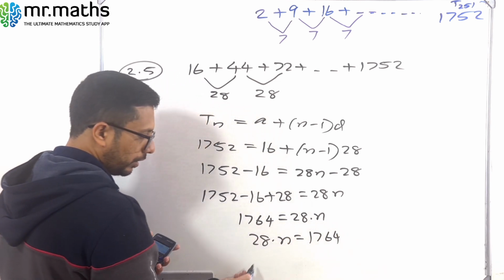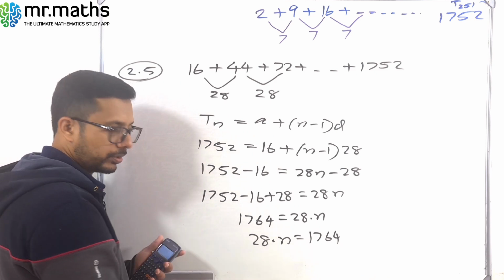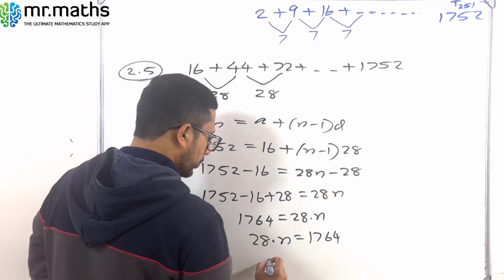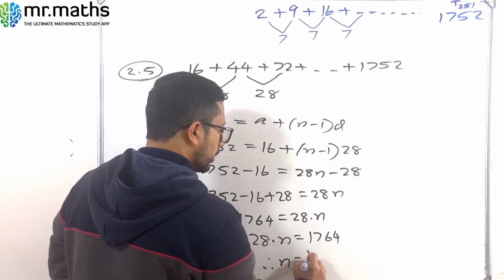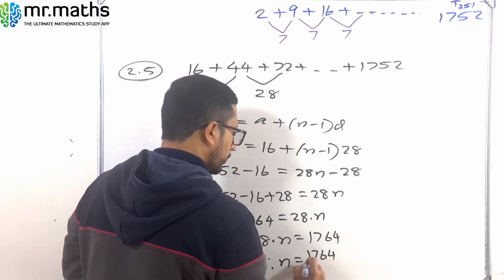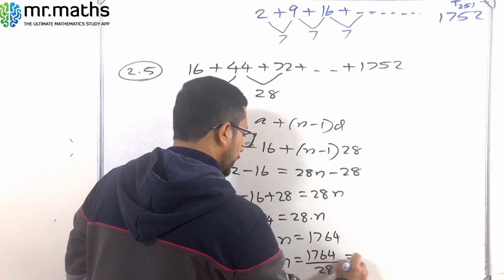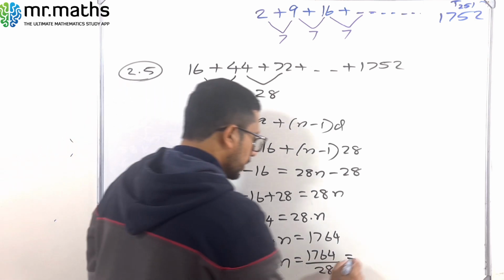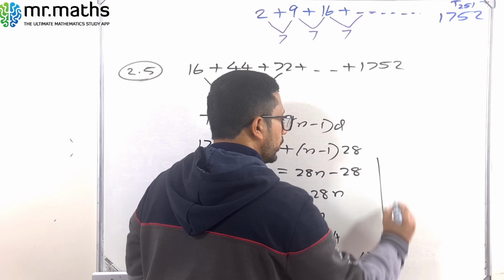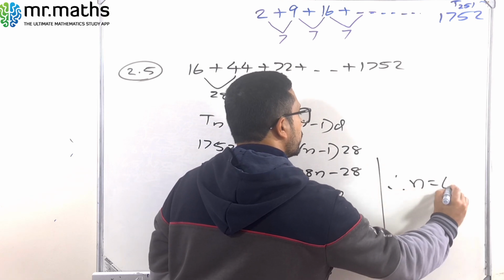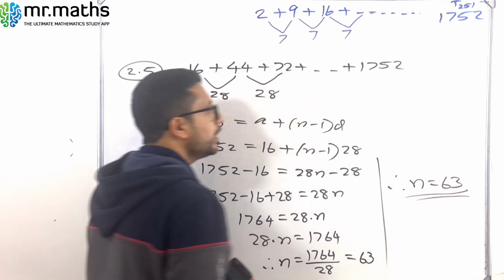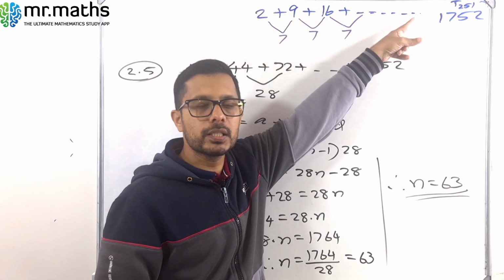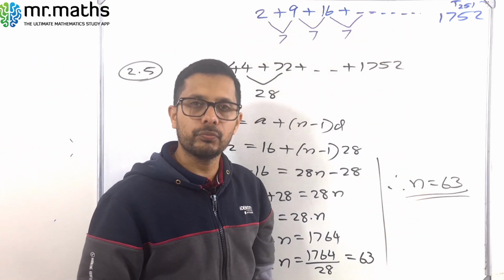or 28n is equal to 1764. So here you can see it is multiplication. So if I want to take this 28 to the other side, it is division. So therefore n is equal to 1764 divided by 28. So divided by 28, 63. So therefore n is equal to 63. So it means that there are 63 terms in this series that are divisible by 4.